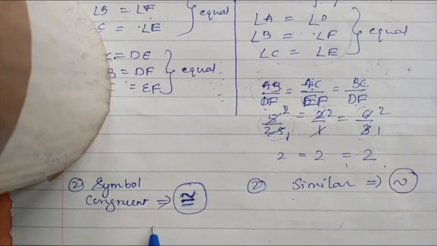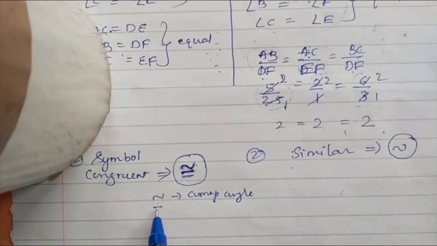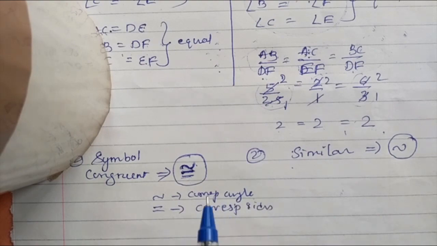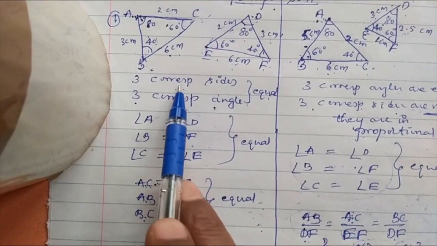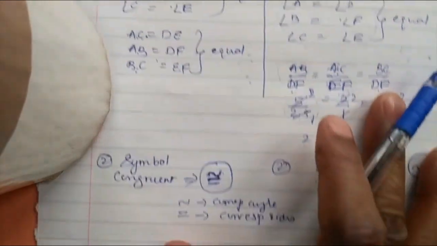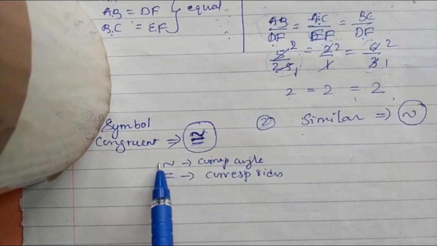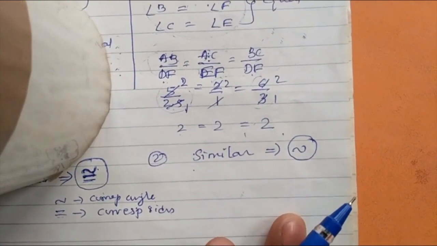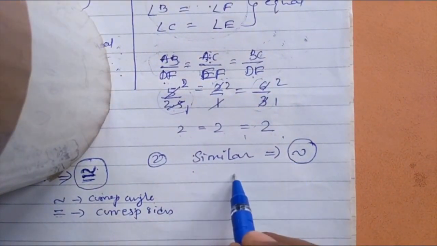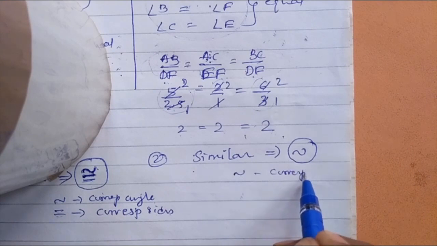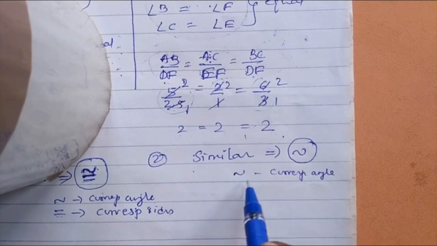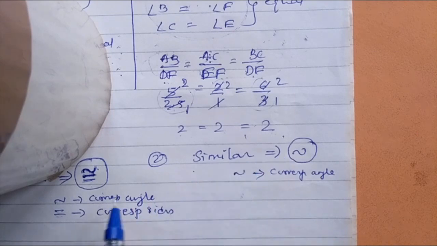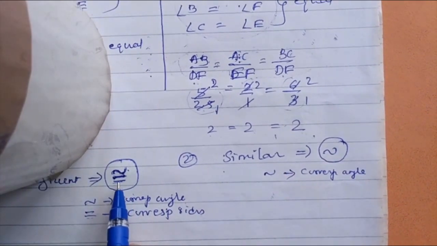So this meaning is corresponding angles. That equal meaning is corresponding sides. Here corresponding angles are equal, corresponding sides also equal. So corresponding angles equal symbol is this one, sine wave. Corresponding sides equal symbol is equal. But in similar triangle, only corresponding angles are equal. Corresponding angles are equal. So corresponding sides are not equal. Therefore, we are not using the one more symbol, that is equal.